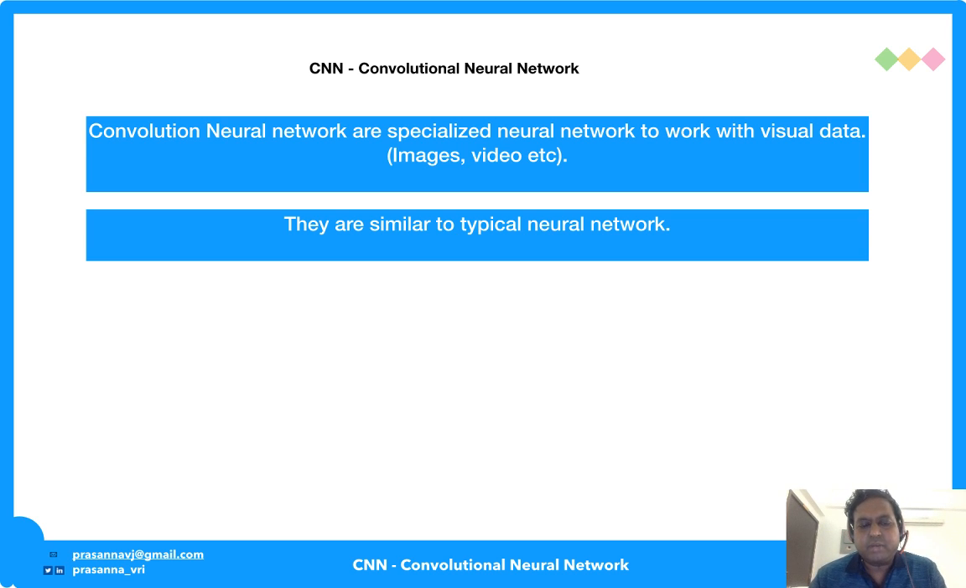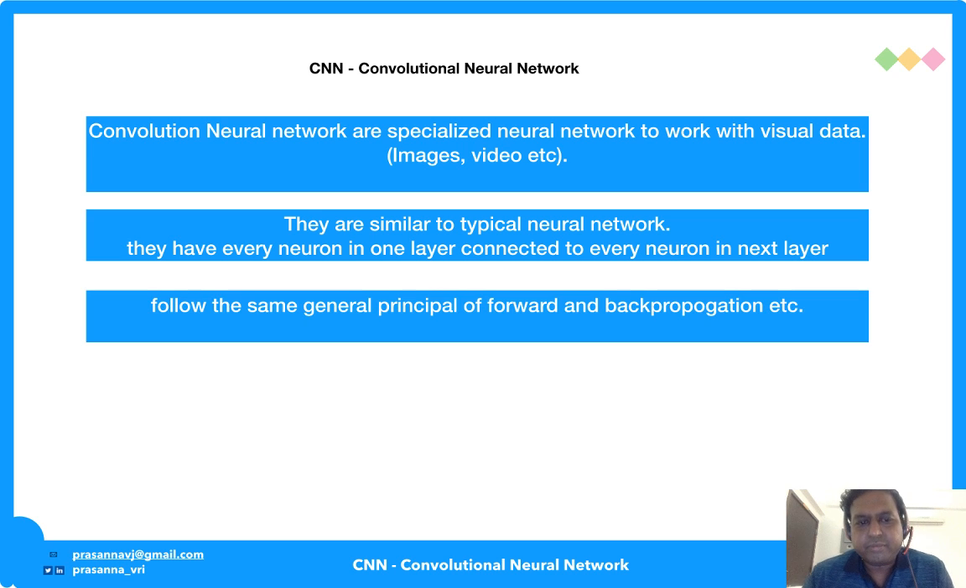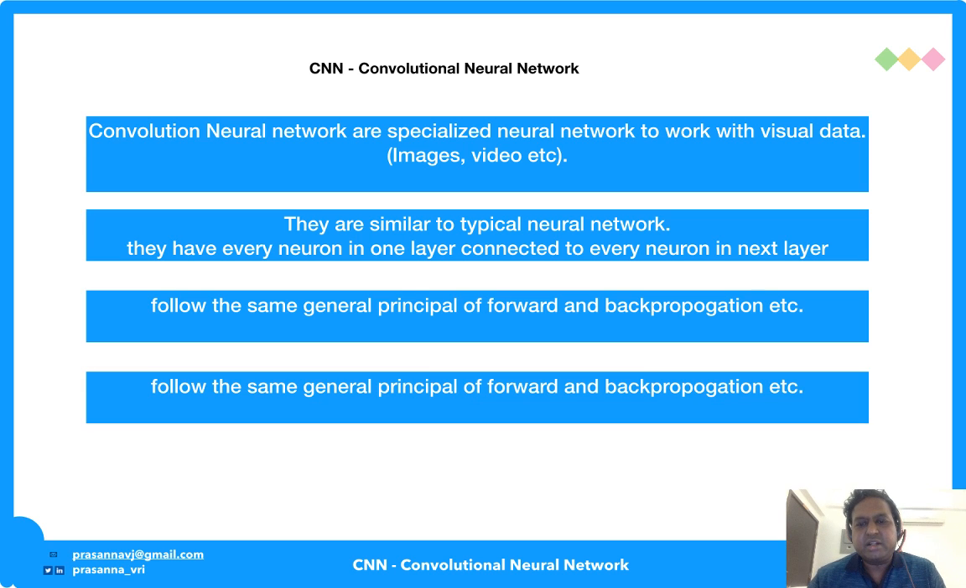They are pretty much similar to the typical neural network architecture, and they have the same neurons, and the layers are connected from one layer to another layer. The neurons are connected between the layers available in the neural network. It also follows the same general principle of forward and back propagation.